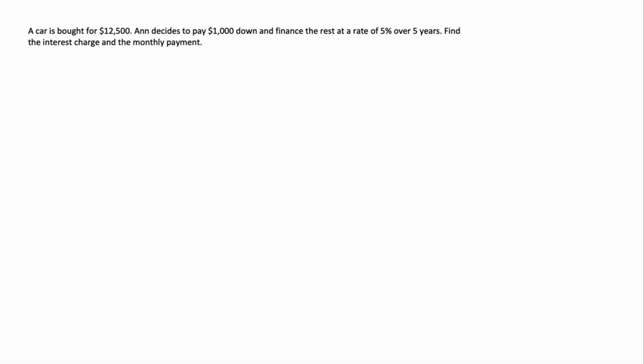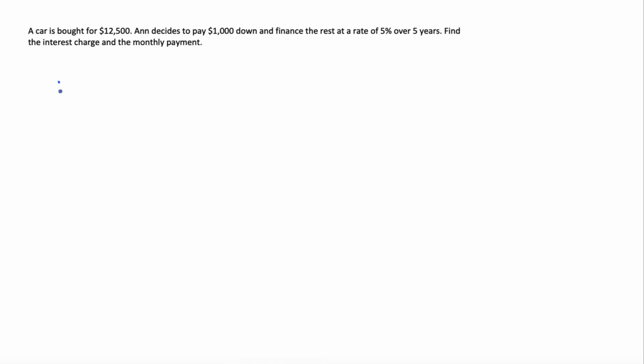A car is bought for $12,500 and Ann decides to pay $1,000 down and finance the rest at a rate of 5% over 5 years. Find the interest charge and the monthly payment. All right, so we know that the price of the car is $12,500, but Ann decides to pay $1,000 down.